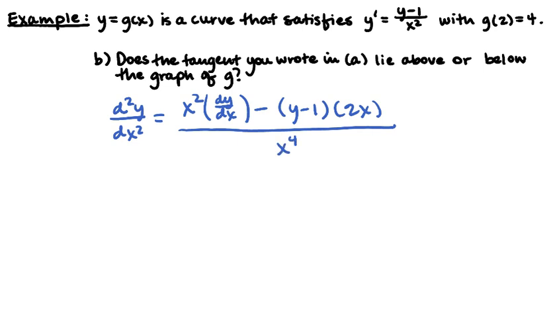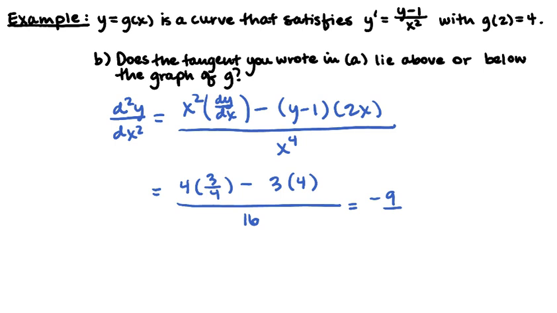All right. Oh yes, I remember, because in part A we found that dy/dx was 3/4, so that'll be something I can say. Okay, x squared is going to be 4 times 3/4, we'll make that 3, minus, okay, y minus 1 is 3 times 4 divided by 2 to the 4, which is 16. So I've got 3 minus 12 is negative 9 over 16, meaning the second derivative is negative. So g is concave down, and the tangent lies above the curve.